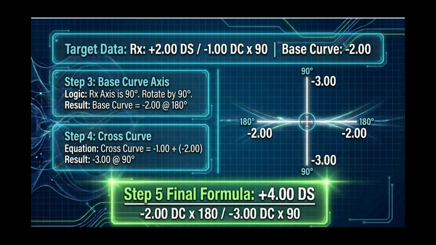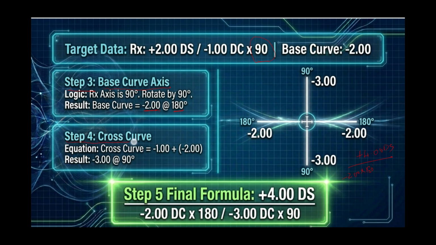Now let's go to step 3. What was step 3? Step 3 is nothing but rotate the base curve axis by 90 degrees compared to the cylindrical prescription. So what is the base curve? Base curve is -2. What is the cylindrical axis? It is 90. So rotating it by 90 degrees gives us 180 degrees. We have already found out that the numerator is +4 diopter sphere. Now the base curve is -2 at 180 degrees. So one part of the denominator we have found out as per our step 3.